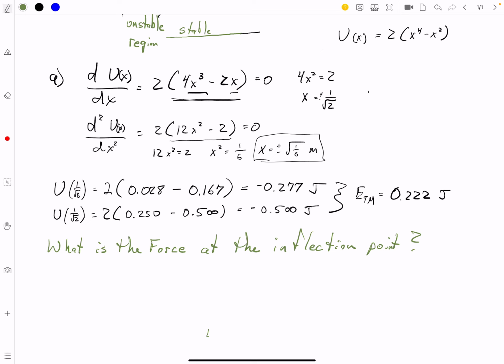Okay? And let's do the positive inflection point. We know what that inflection point is. It's 1 over the square root of x equals 1 over the square root of 6.